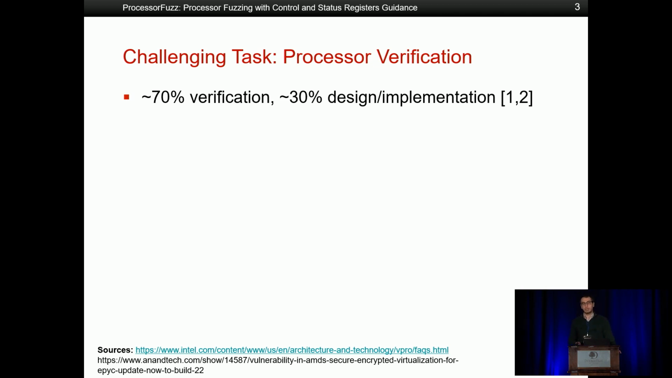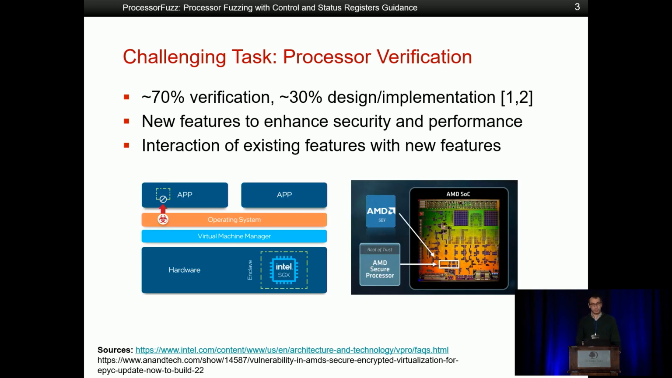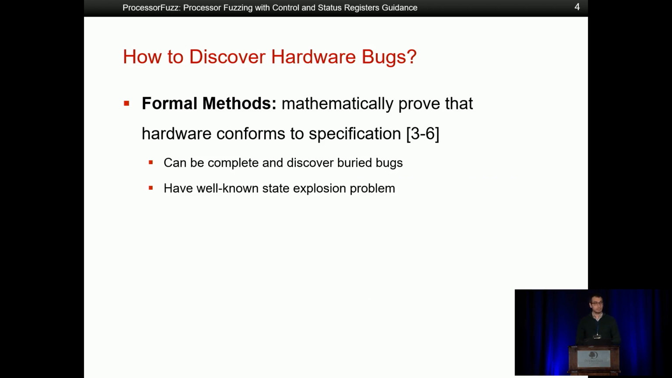And we actually put a lot of effort into verification, yet these incidents happen. Why is that? One of the reasons is that processor complexity keeps increasing, and new features in pretty much every generation come to enhance security as well as performance. When these new features come, we need to make sure that they are working as intended, that they don't break the functionality of the other features, and that they don't introduce new bugs in these features.